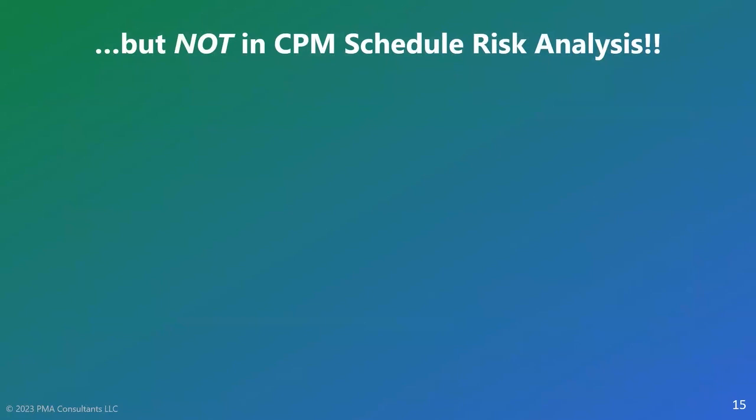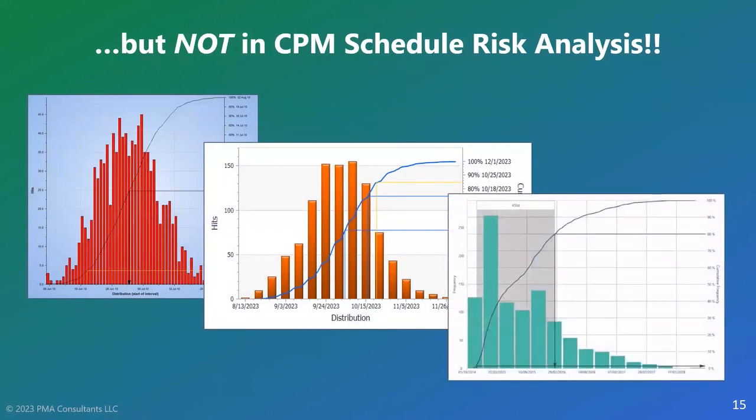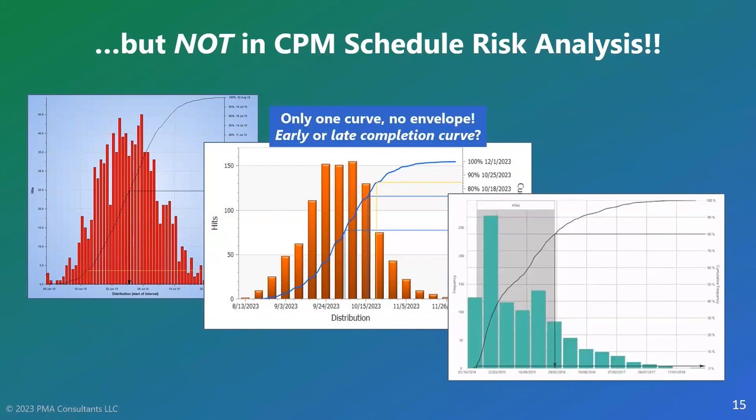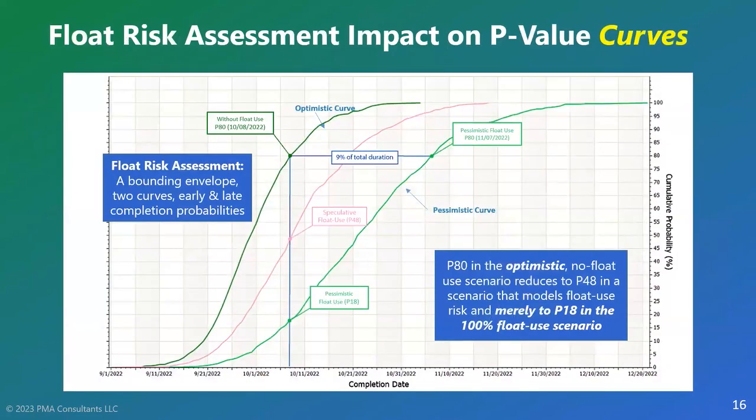Now, what about schedule risk analyses? Well, if you do a CPM simulation, all you get is one curve. If I may ask, which is it? Is it the early? Is it the late? Well, it is just the early curve. However, were you to perform a GPM simulation, then you get not just an envelope. You can get a variety of curves based on how you model float use.